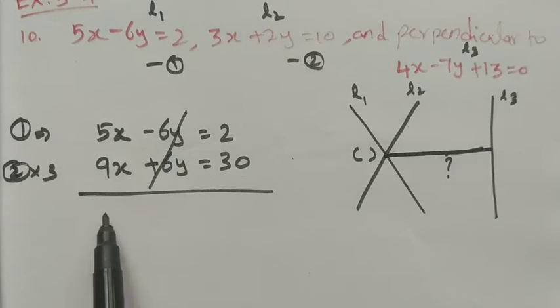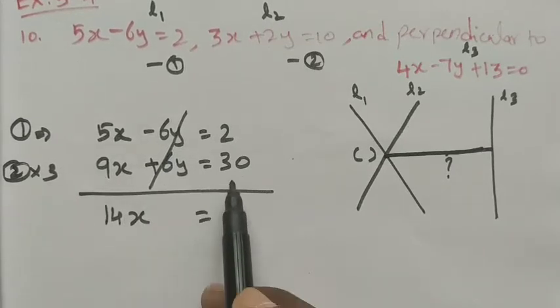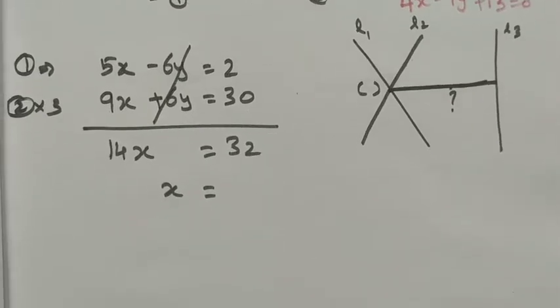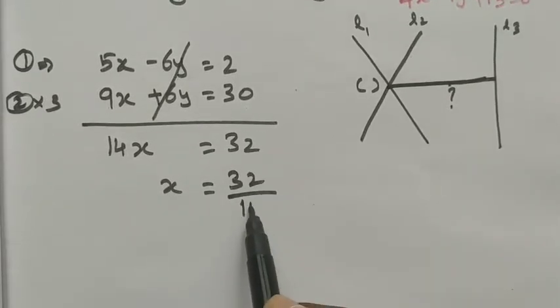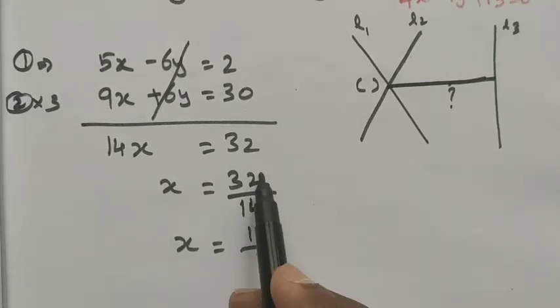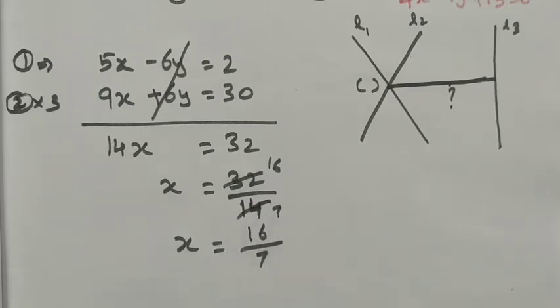9 plus 5 is 14x is equal to 32. Then we want to find the x value. x is equal to 32 divided by 14. Reduced by 2, we get 16 over 7. Further, it is not possible to cancel, so the x value is 16 divided by 7.